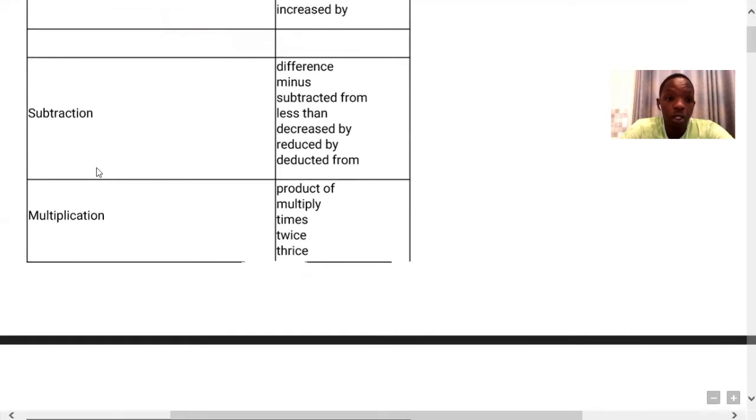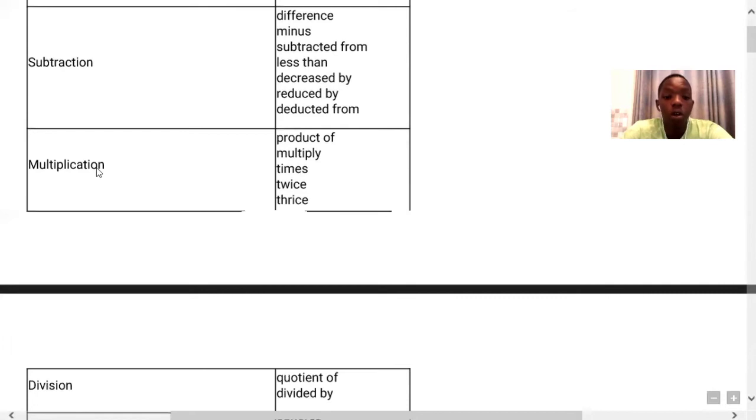There's also subtraction. Subtraction is difference, minus, subtracted from, less than, decreased by, reduced by, deducted from. All these are terms used in subtraction. For example, I have 5 bananas. My sister has 4 bananas less than me. How many bananas does my sister have? That is 5 minus 4 to give you 1. So my sister has 1 banana. In high school maths, you will find it best to show your calculation through working steps. You need to show how you worked out the process to the very end.